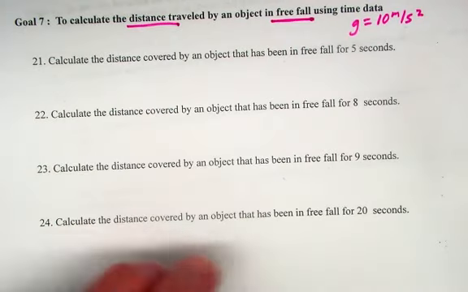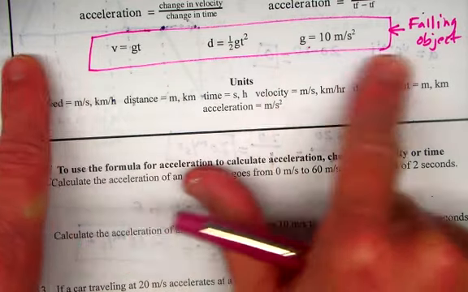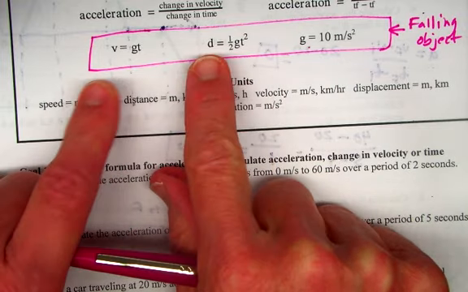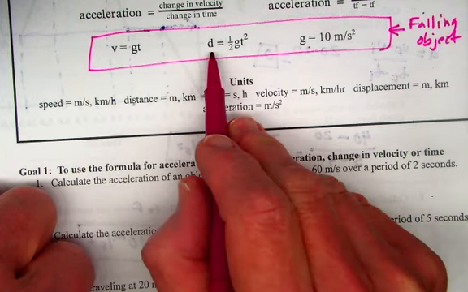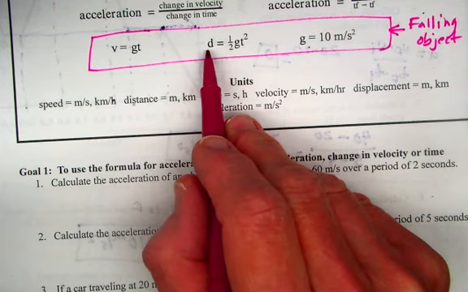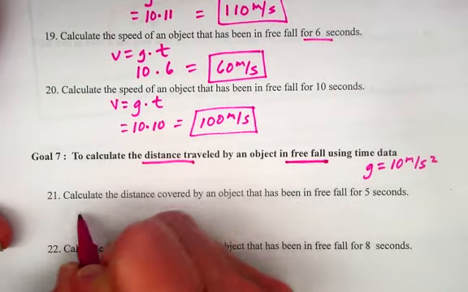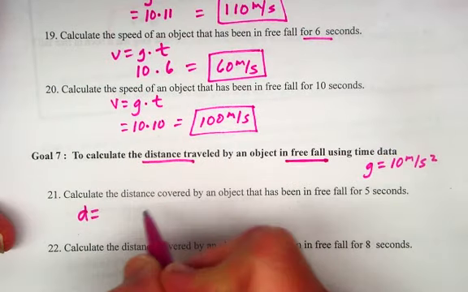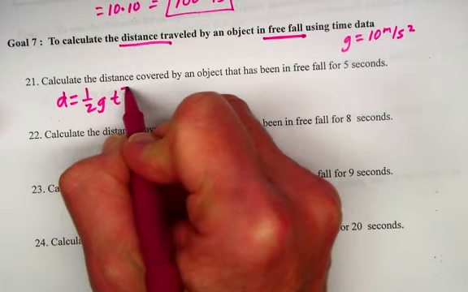So when we go and look at our equations, you can see that these two are the ones used for falling objects, because they have g in them. And the one with distance is the one we're going to need because we want to know how far it fell. So d equals 1/2 gt squared is the equation we're going to need. So d equals 1/2 gt squared.